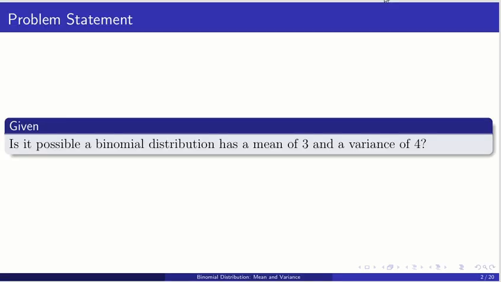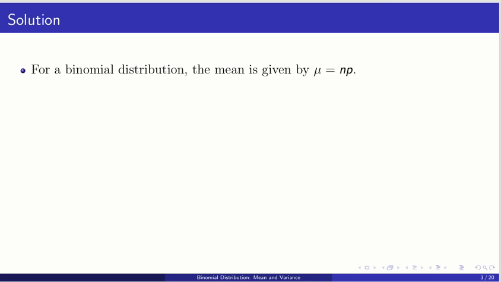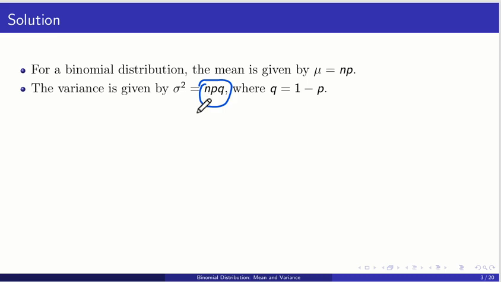So the first question is: is it possible for a binomial distribution to have a mean of 3 and a variance of 4? So it is given that mean and variance are given. We know that the mean is NP, where P is the probability of success in each trial and N is the number of trials, and the variance is NPQ, where Q is 1 minus P.